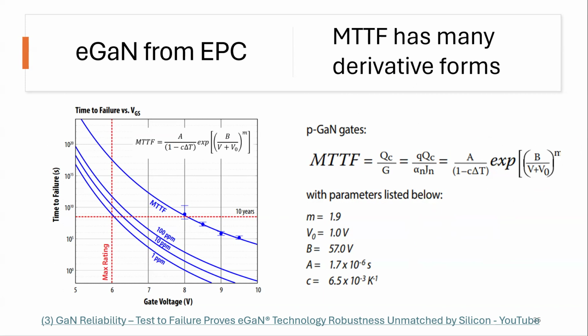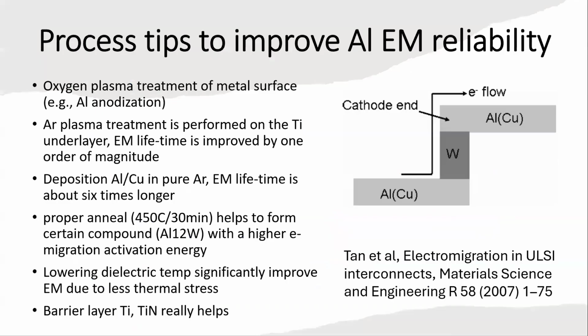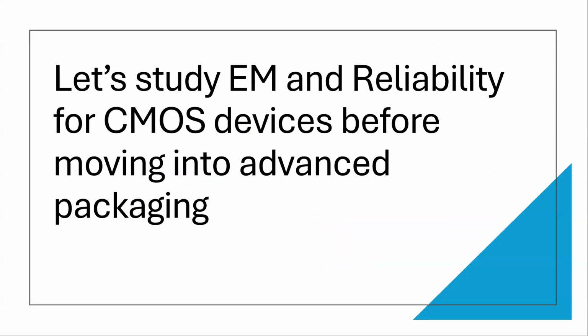Now with this knowledge, let's move on to CMOS reliability, right? As I said here in the beginning, they study electromigration and reliability of CMOS devices before moving into the advanced packaging, and that would be my flow. So with that, let's look at the aluminum.